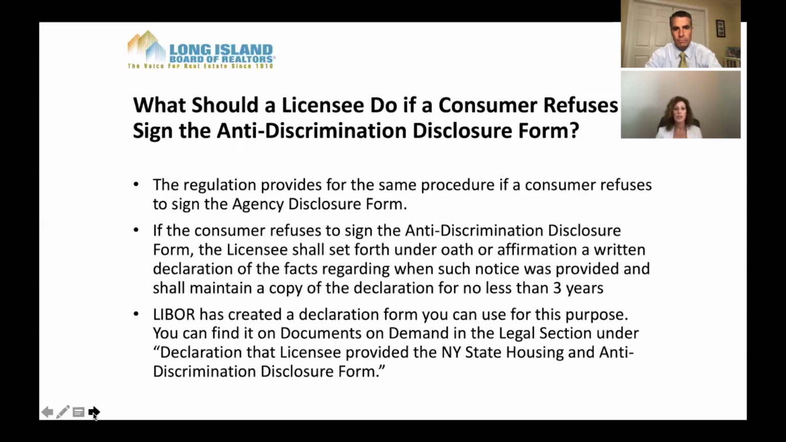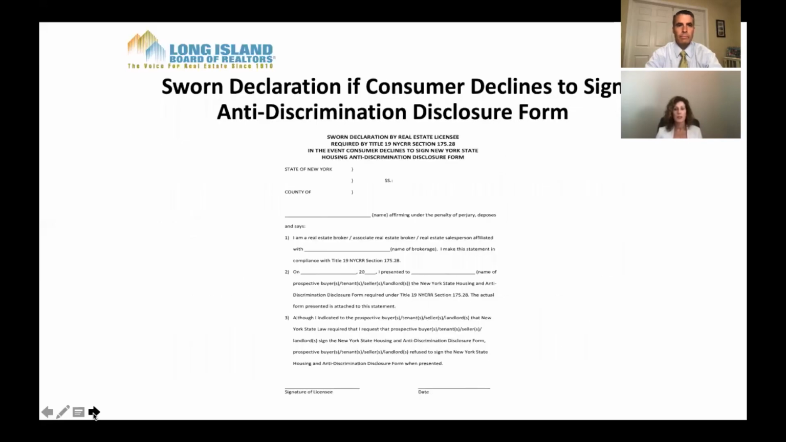LIBOR's created a declaration form you can use for this purpose. You can find it on Documents on Demand in the legal section under Declaration that licensee provided the New York State Housing and Anti-Discrimination Disclosure Form. And here's a copy of the sworn declaration.